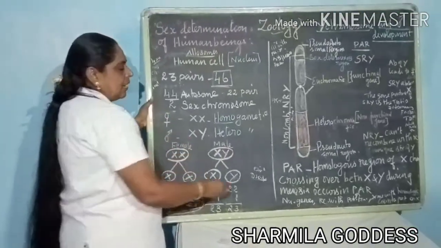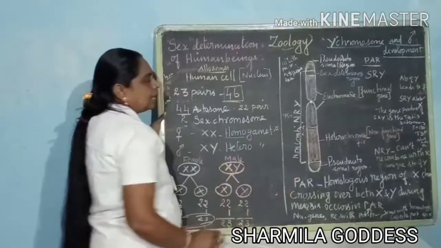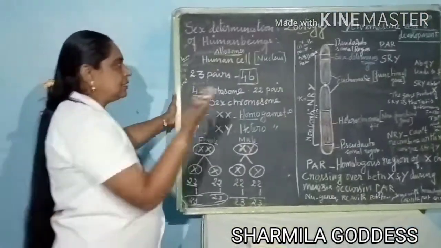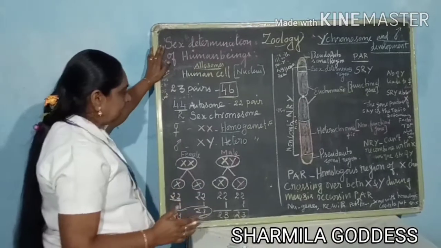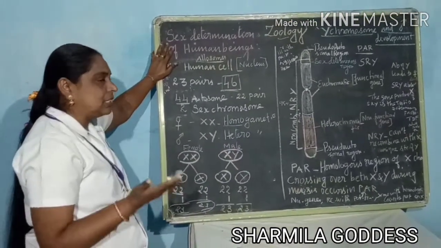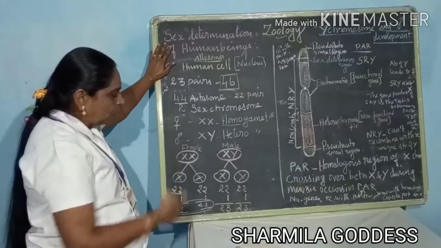Already we discussed Drosophila. Sometimes you may be asked: the Drosophila resembles the sex determination of dash. That is, human being. That's why it is very easy to understand the sex determination of human beings. As you learned earlier, it is easy to write yourself.